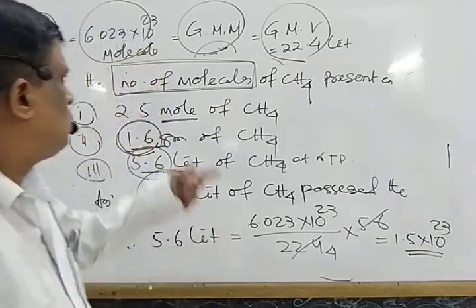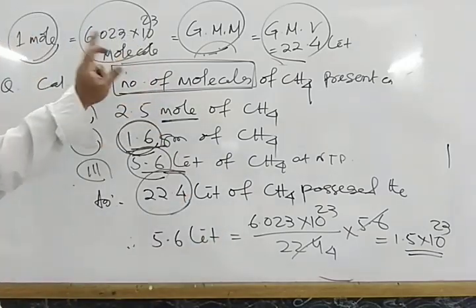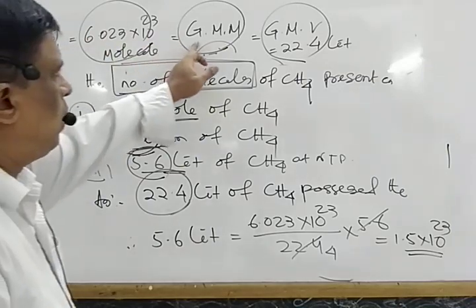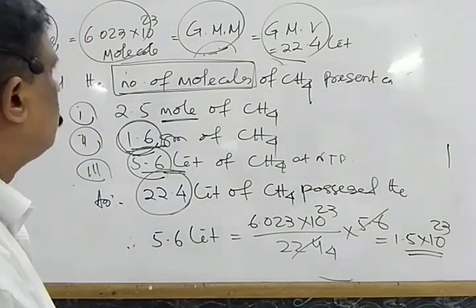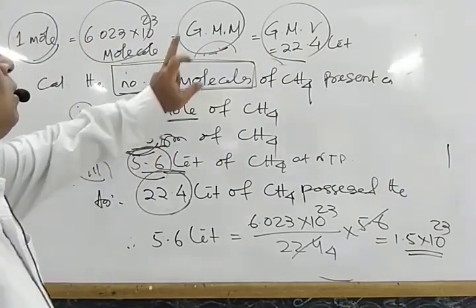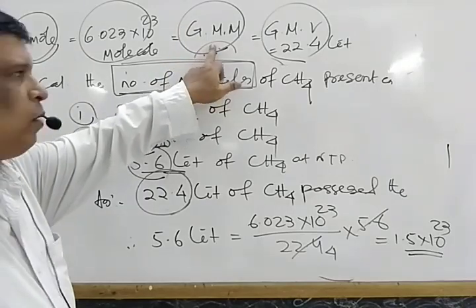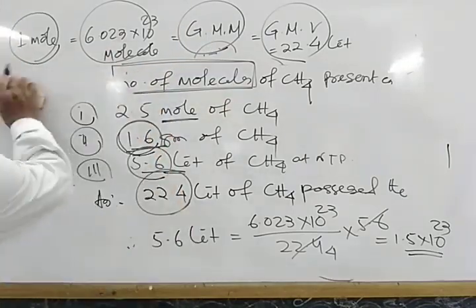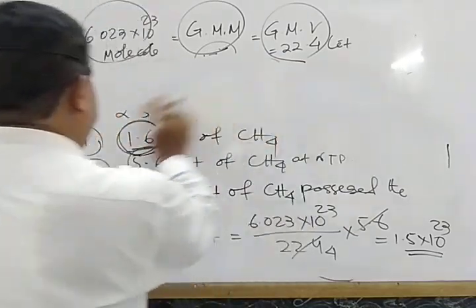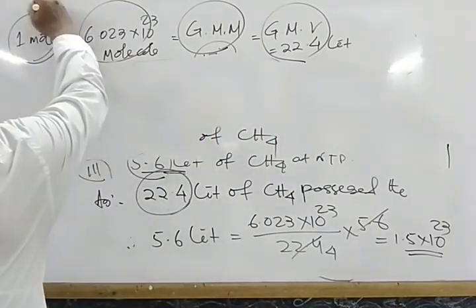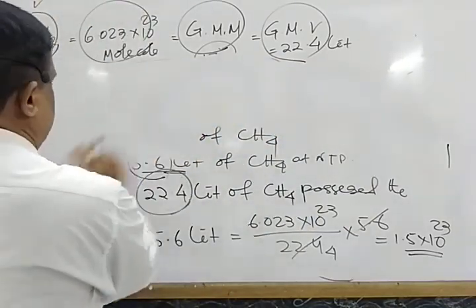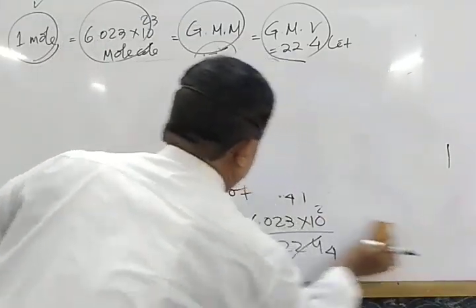Okay, so we deduce the relationship of number of molecules with mole, mass and volume. Now we calculate the mass, the relationship of mass with other things. Mark that, how it is possible. Now this bit is over. Now we transfer to mass with others.